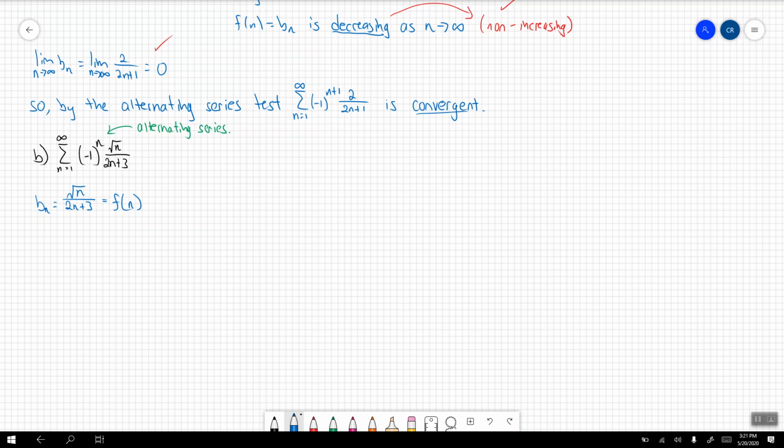That means I'm going to go back to calculus and use my first derivative test to determine whether this is going to be increasing or decreasing. If I find that it's increasing, well, then that's bad for business. But if I find that it's decreasing, then that's good for business. So let's go ahead and find that out. F of n is equal to n to the power of 1/2 divided by 2n plus 3, and let's go ahead and take that derivative. In order to take this derivative, we're going to need the quotient rule.